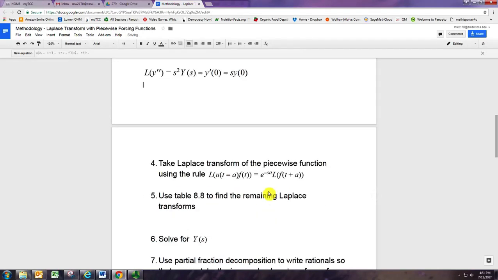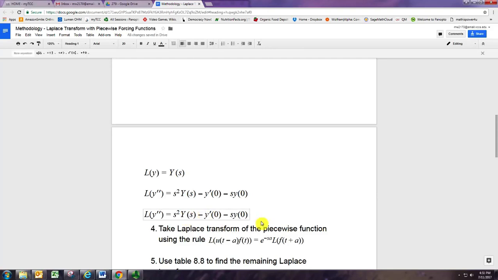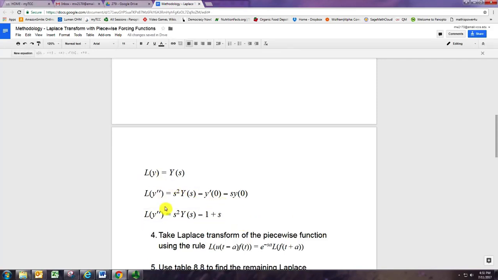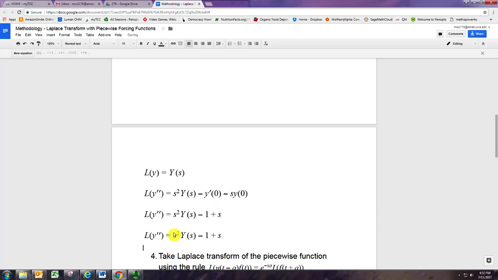So we can write this out, replacing those with numbers 1 and negative 1. But I'm just going to write that as a plus s. So that takes care of the left-hand side, and that's something we saw with the last methodology, how to deal with those. But we can put it all together in one line. Let's do that real quick. And we can even factor the big Y of s.